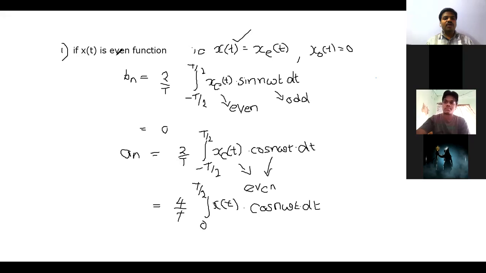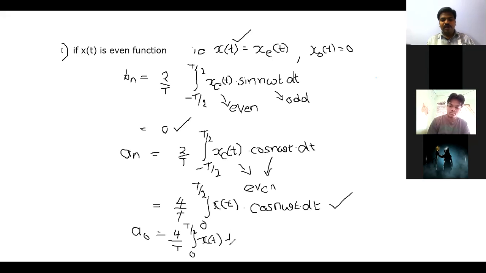Now, if the given signal is only an even signal, or it contains only the even terms of the signal, in that particular case bn is equal to 0, and an is equal to 4 by T into the integral from 0 to T by 2 of x of t into cos n omega t dt. This coefficient does not contain any sine or cosine terms, because we have already separated them from the summation n equal to 1 to infinity.